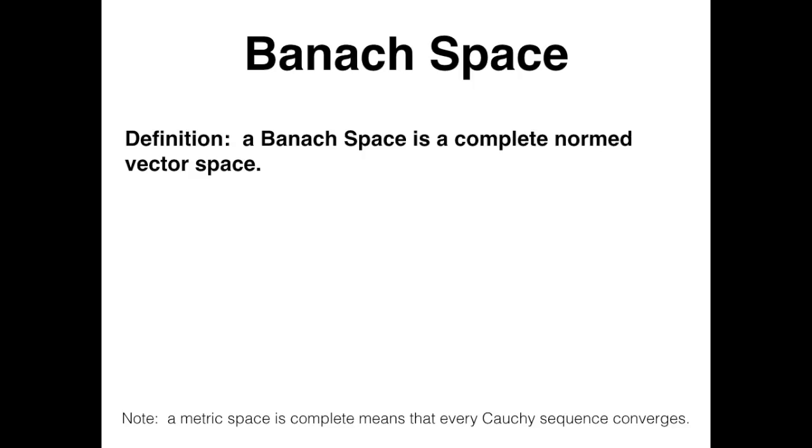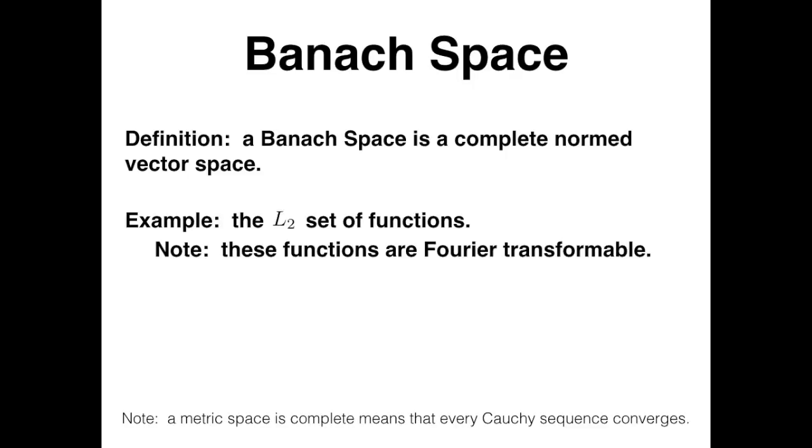Let's consider the definition of a Banach space. A Banach space is a complete normed vector space. A metric space is complete means that every Cauchy sequence converges. So for example, the set of functions that have a finite L2 norm is a Banach space. And this set is particularly interesting because all of these functions are Fourier transformable.